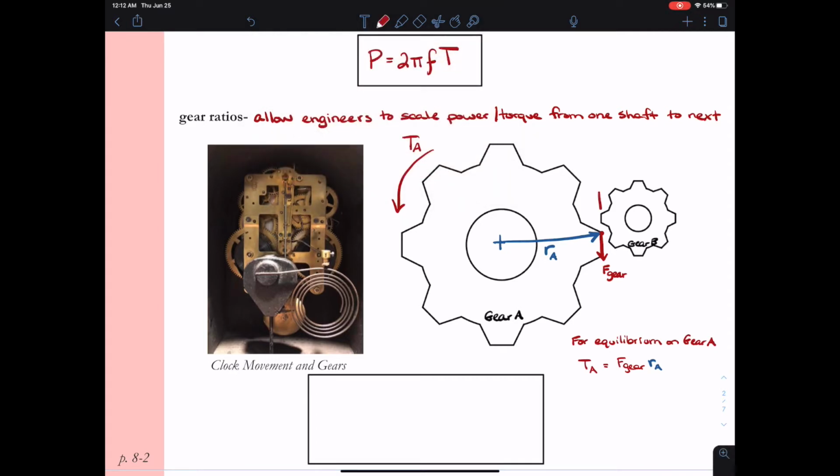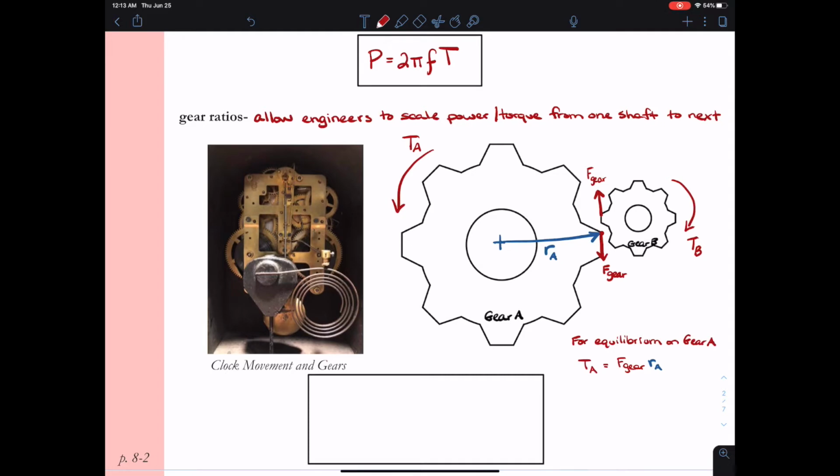But then we have to look at what happens on gear B. If we have this force at the gear tooth, that means that we have an equal and opposite applied force at the gear tooth on gear B. And that force is going to cause gear B to rotate clockwise, as we're looking at it here in this particular picture. So the force at the gear is going to start causing a rotation in gear B.